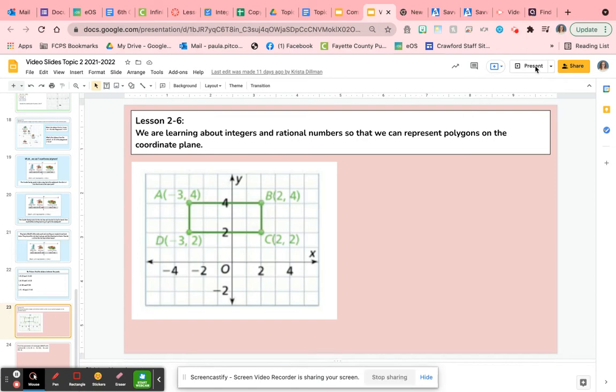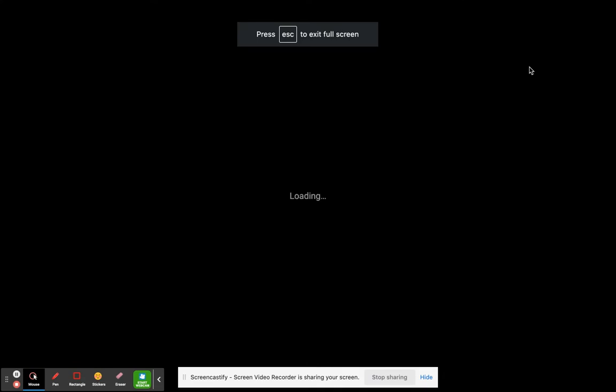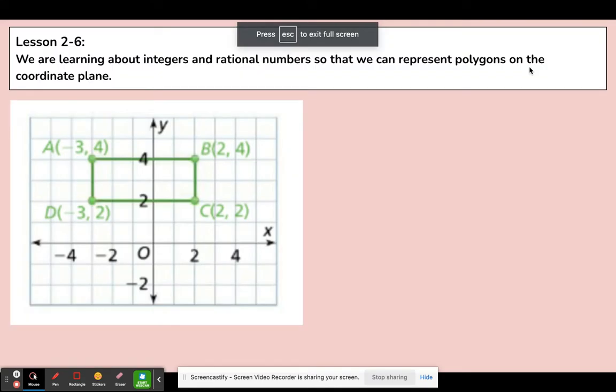Hi guys, we are in the last lesson of topic 2. What we are supposed to be doing today is representing polygons, shapes on the coordinate plane, and not only that, we have to find their perimeter. So perimeter means the distance around the outside edges, the total distance. And there's a couple ways to find their total distance on the coordinate plane.